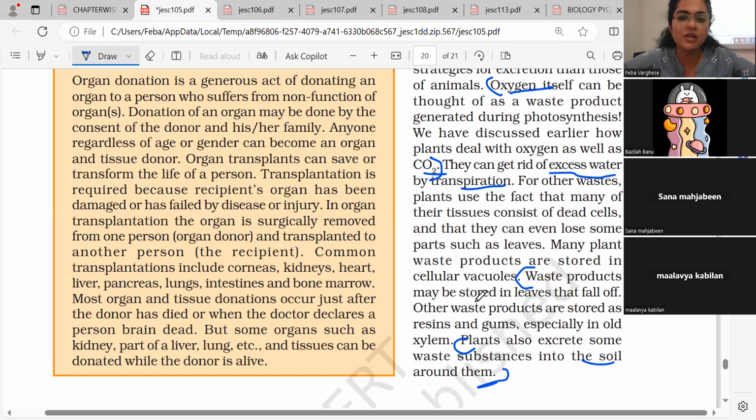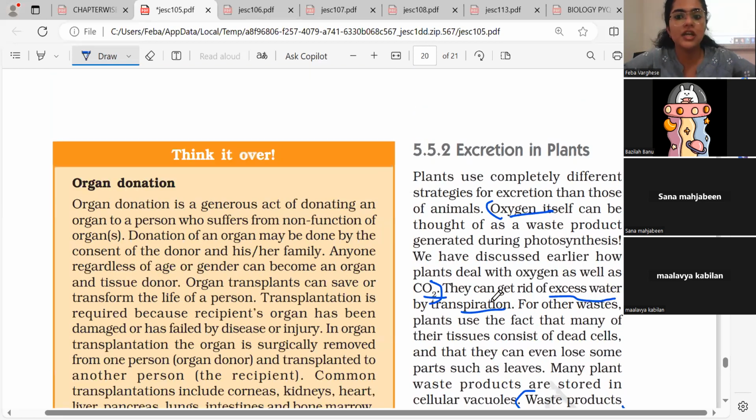Okay, and waste products are stored in the leaves, and once they fall off, all those waste products are eliminated. And then the resins and gums which are formed in the plant body, they are all waste materials, they get settled in the xylem. Okay, that's about the excretion in the plants.